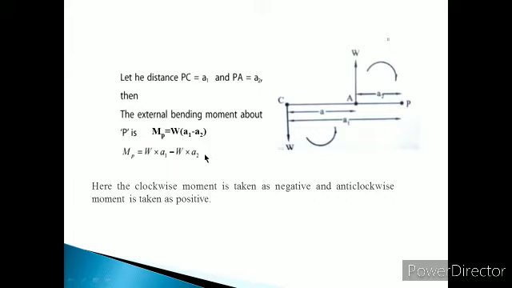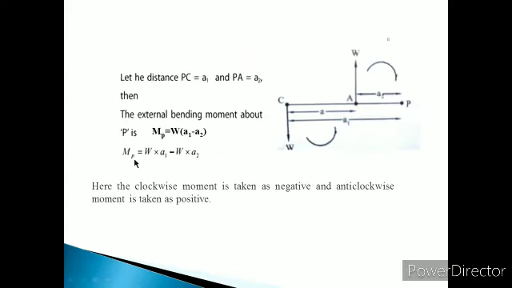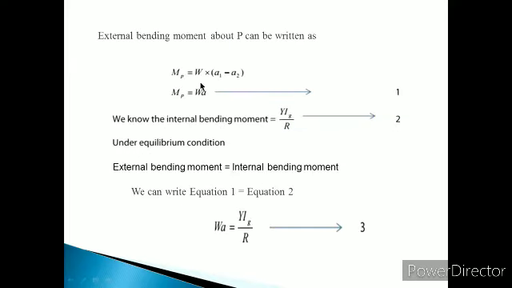Or MP is equal to W into A1 minus W into A2. Here, the clockwise moment is taken as negative and the anti-clockwise moment is positive. That means A2 is clockwise, so negative, and A1 is anti-clockwise, so positive. Therefore, the external bending moment about P is MP equal to W into A1 minus W into A2, that is MP equal to W into A1 minus A2.